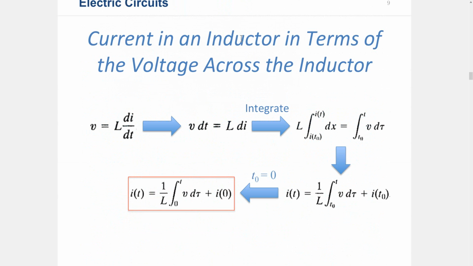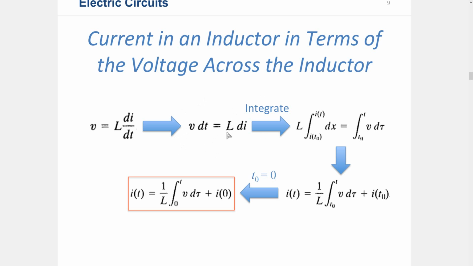So the current in an inductor, in terms of the voltage across the inductor, can be written as V equals L times di over dt. Now from here I can pull my dt next to the voltage. Then I can rewrite it as V times dt equals L times di.